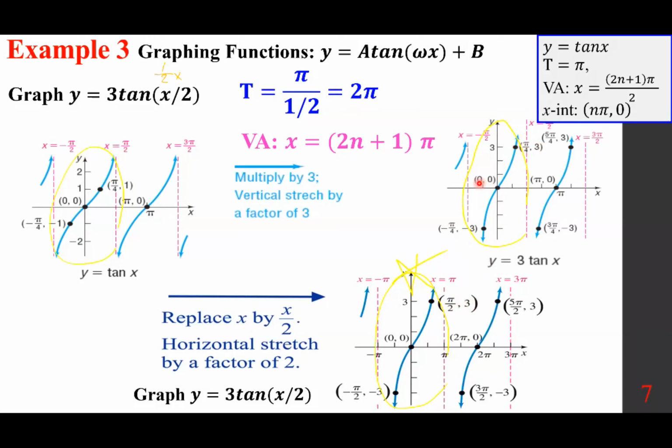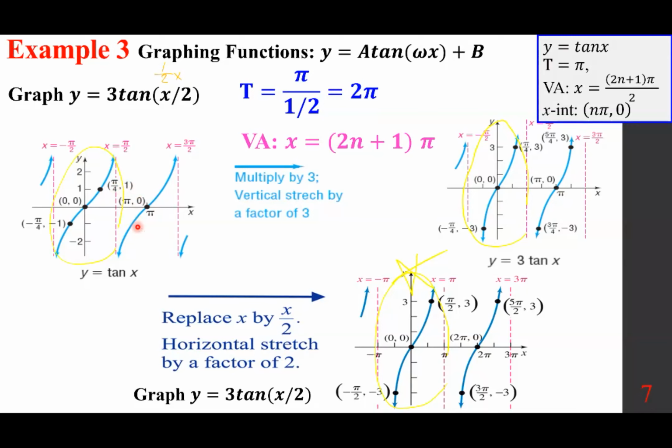0 doesn't change because 0 times any number is 0. Now minus pi over 4, I'm going to multiply it by 2, becomes minus pi over 2, and the y remains. Now, you can go 1, 2, 3, or you can go 1, 2, 3. If you want to go from here to here first, then pi over 4 changes to pi over 2, but the 1 remains the same.